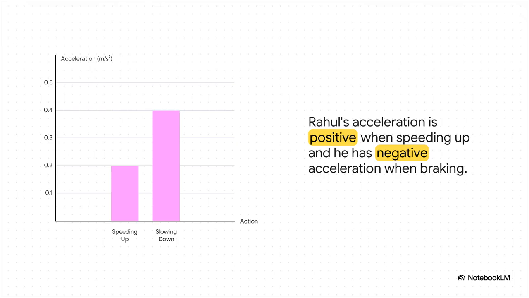In that first bar, as he's speeding up, his acceleration is positive. But look at the second bar. When he hits the brakes, he gets negative acceleration. We often call it deceleration. His velocity is changing in the opposite direction of his motion.